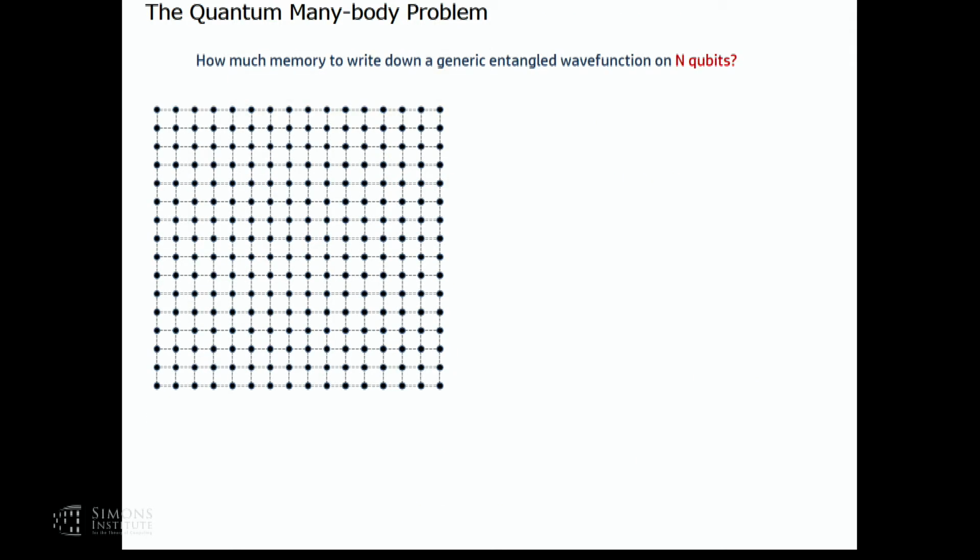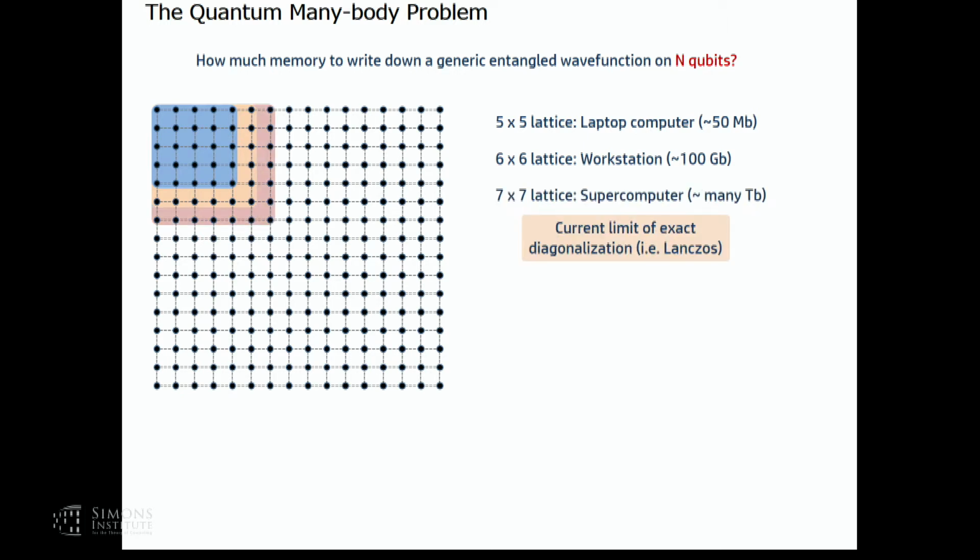So what can be done classically if we want to do everything exactly? A 5x5 lattice is very easy on a laptop. 6x6, we could do it on a workstation, maybe if we have around 100 gigabytes. 7x7 is roughly the limit of Lanczos today. If you have a very powerful supercomputer, or maybe many symmetries in your problem, this is something that you could do classically. However, of course, this is exponential scaling, so things roughly get out of control. We're never going to be able to do big systems this way.